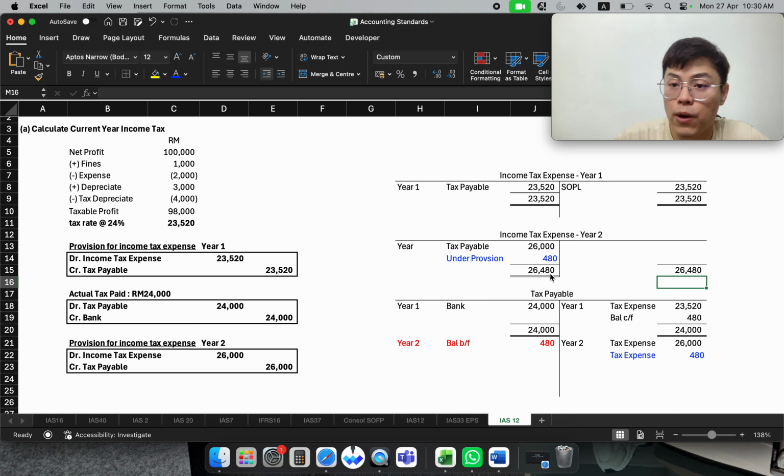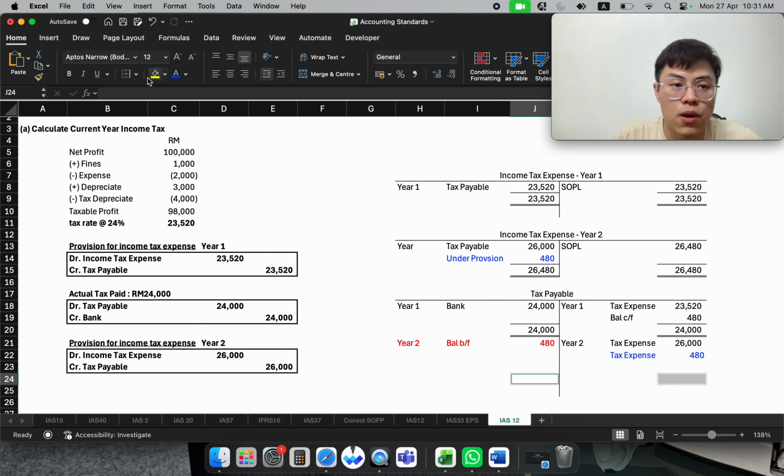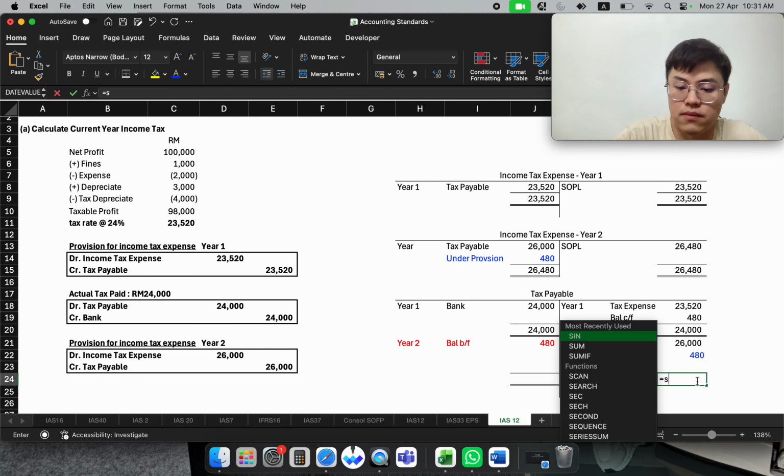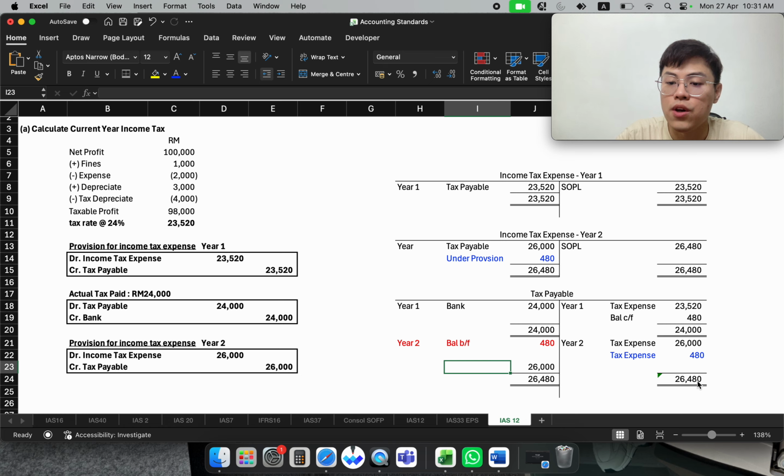So originally you only estimated 26,000. Because last year you underestimated, you have an extra 480 to be put in your SOPL. Then over this side, you will need to close it, and this minus this, so 26,000 is related to your next year. Then you're awaiting the next tax payment. So this is something like the concept of allowance for doubtful debts, and you can just follow the same method.